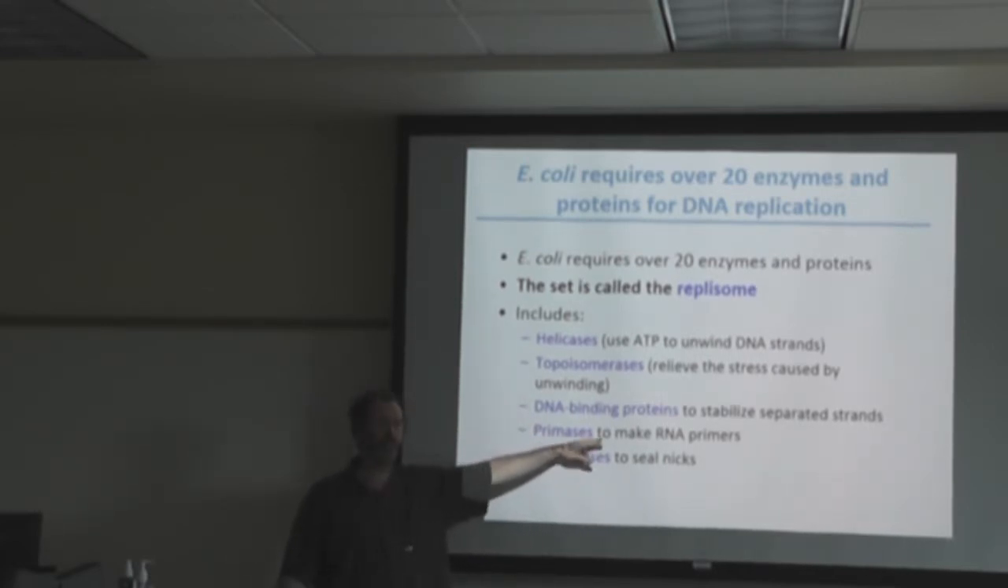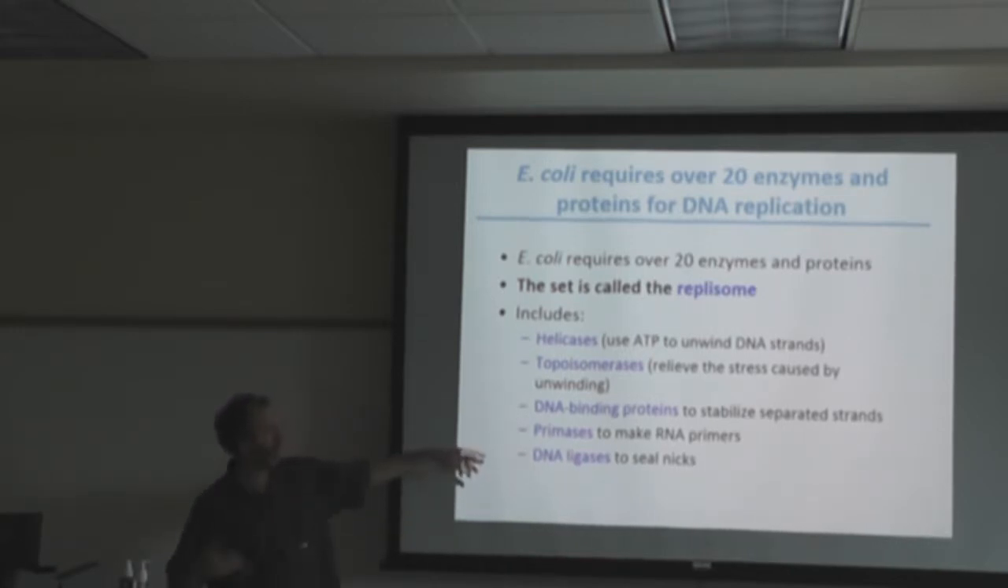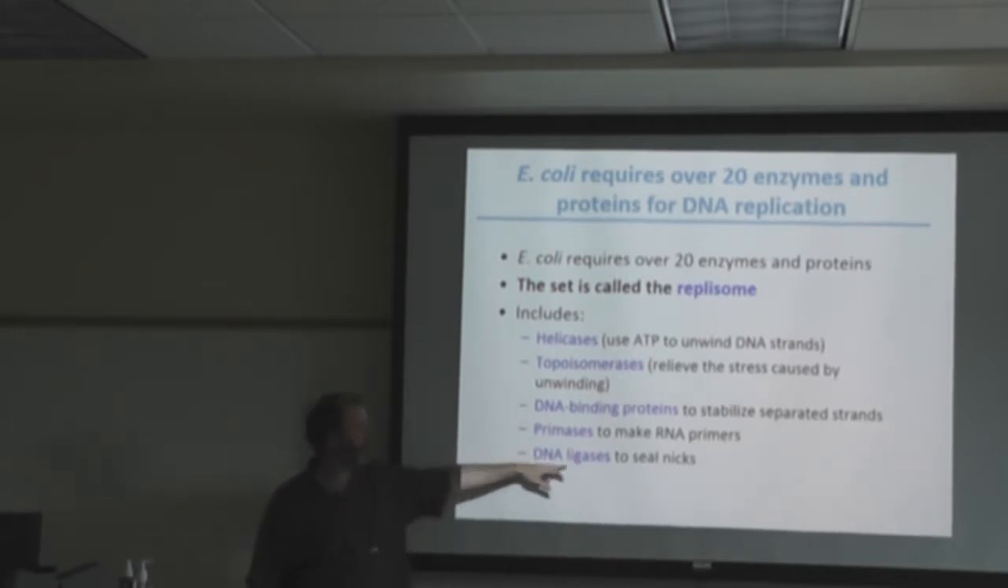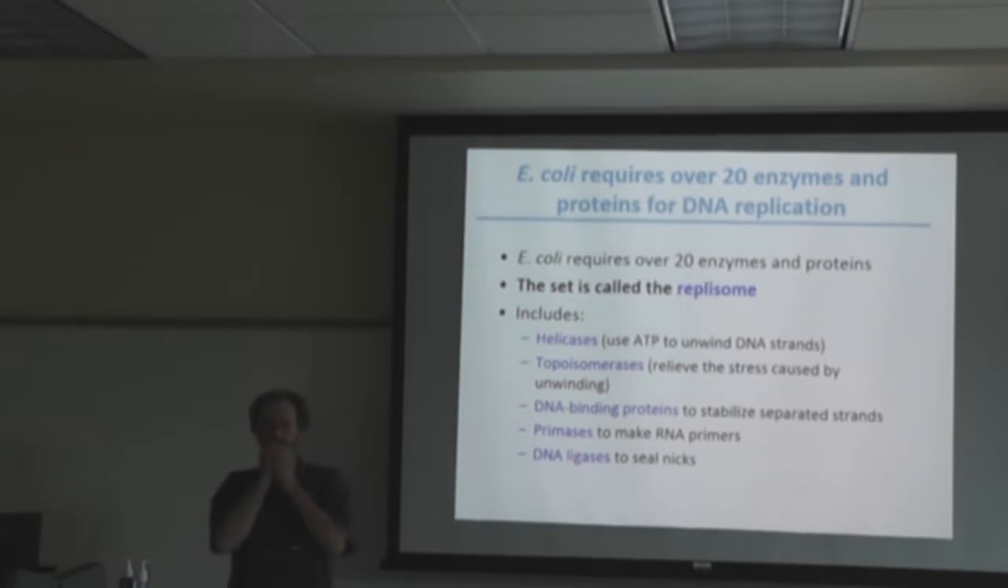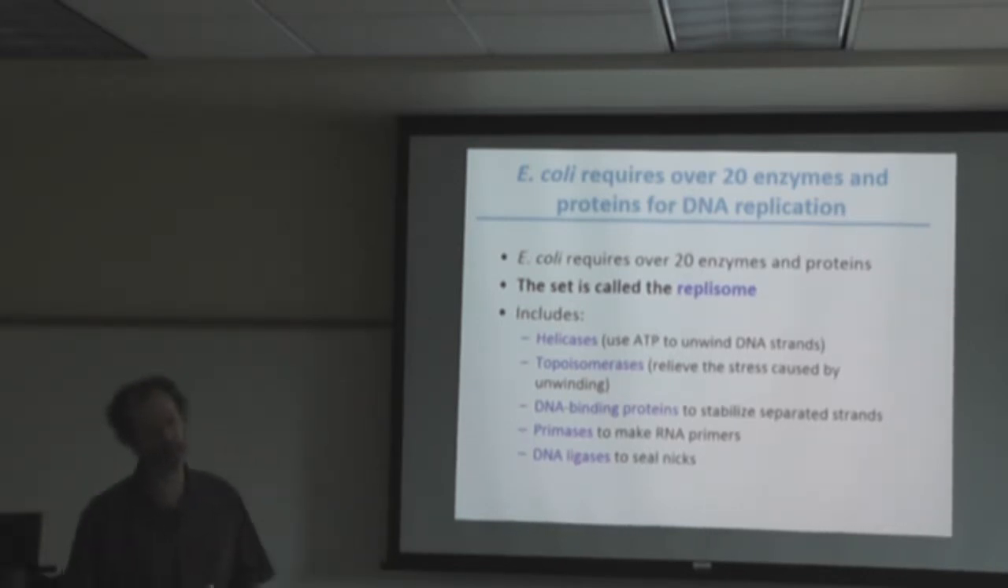Primases are enzymes. It's an RNA polymerase that makes that RNA primer, so the DNA polymerase has a 3' hydroxy group to add sequence to. And then there's DNA ligases, which are required to seal the nicks. You have a lot of nicks after that lagging strand due to all the Okazaki fragments. So you're going to need a DNA ligase, which goes in there and seals that nick.